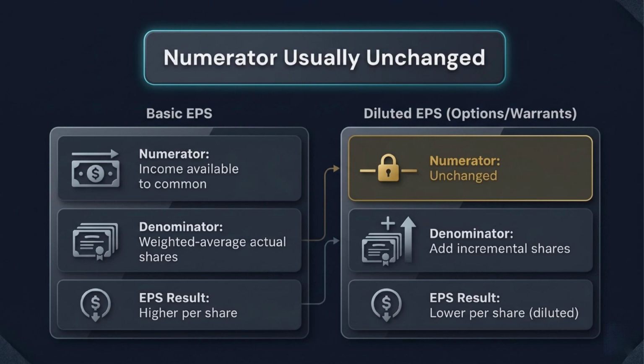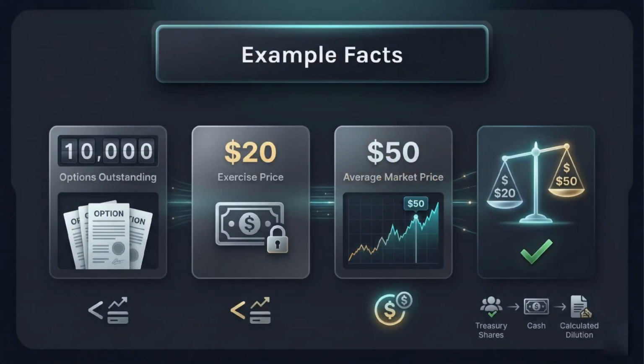This is a major difference between the treasury stock method and the if converted method. Options and warrants usually change shares. Convertibles may change both earnings and shares. Now read the example facts. There are 10,000 options outstanding. The exercise price is $20 per share. The average market price is $50 per share. Since $20 is below $50, the options are in the money. That means we apply the treasury stock method and calculate incremental shares.